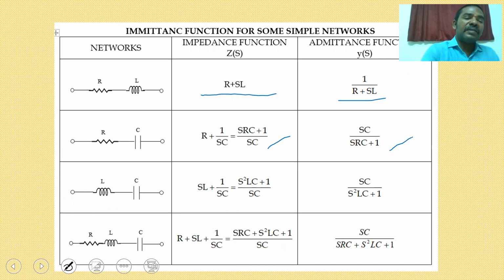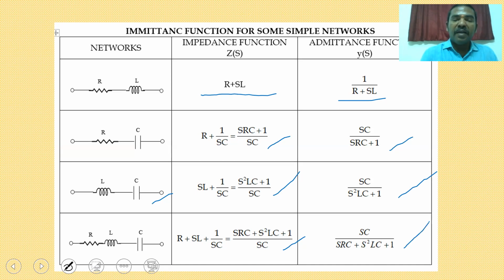So if L and C are connected in series, SL plus 1 by SC, so S square LC plus 1 divided by S into C. So it is the impedance value. The admittance value is just the reciprocal, SC divided by S square LC plus 1. So if it is an RLC series circuit, R plus SL plus 1 by SC. So that is S square LC plus S into RC plus 1 divided by SC, which is the impedance value. The admittance value is SC divided by S square LC plus S into RC plus 1.